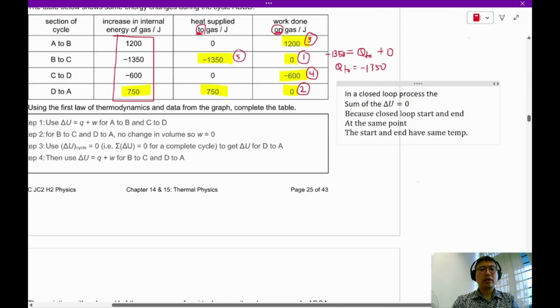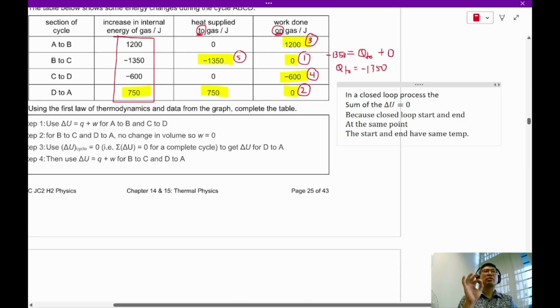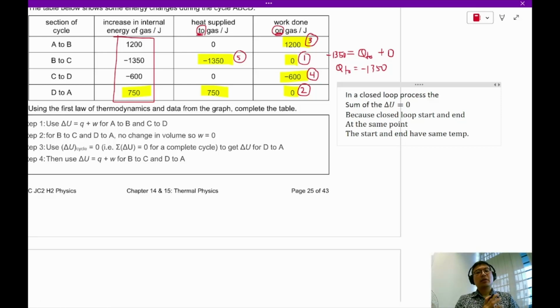Remember, every point on the diagram is a PV equals nRT equation. So if it starts and ends at the same point, it must have the same temperature. So let's do this: this plus this plus this plus this equals zero. If you work out the math, this will be 750. And if this is 750, then this is also 750.